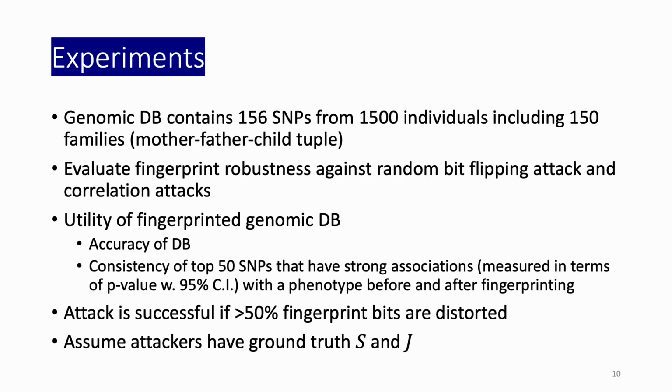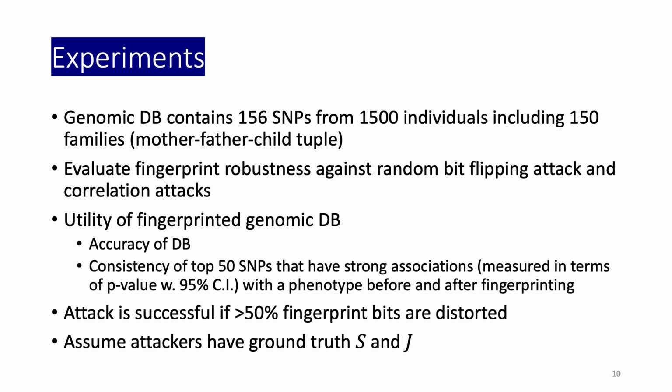In the experiment, we consider a genomic database containing 1,500 individuals, among which there are 150 family members. We evaluate the fingerprint robustness against a random bit flipping attack and correlation attacks. We use the accuracy and consistency of the top 50 SNPs that have strong association with a phenotype before and after fingerprinting as the utility metric. We say an attack is successful if it can compromise more than half of the fingerprint bits.